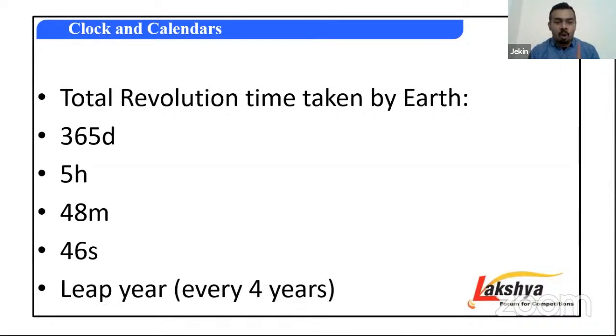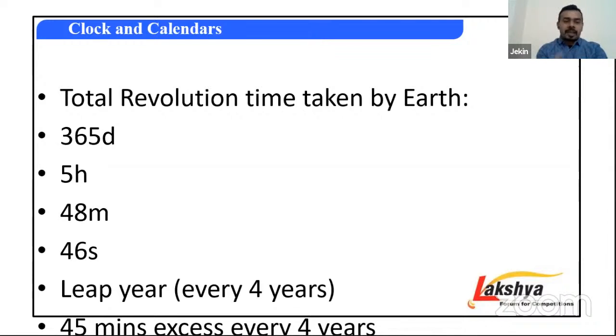By the way, hold on guys, leap year, as I said, is in every 4th year. We also have 45 minutes excess every 4 years, right? Here I have rounded off, because of 12 minutes total of round off, and therefore every 4 years you're going to have a 45-minute excess.